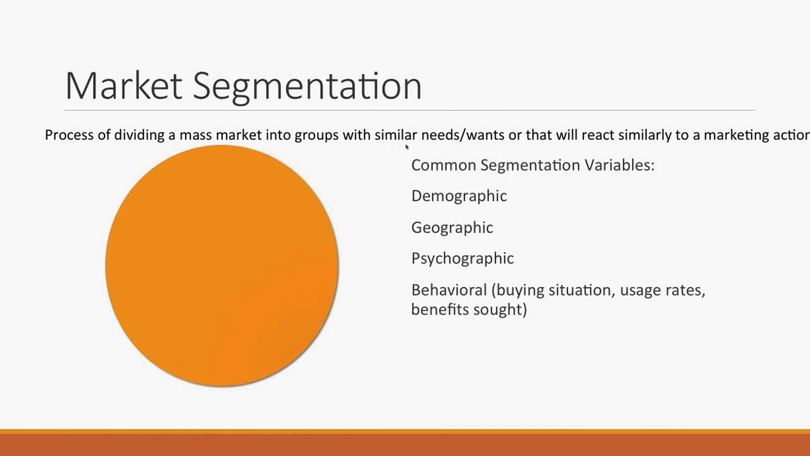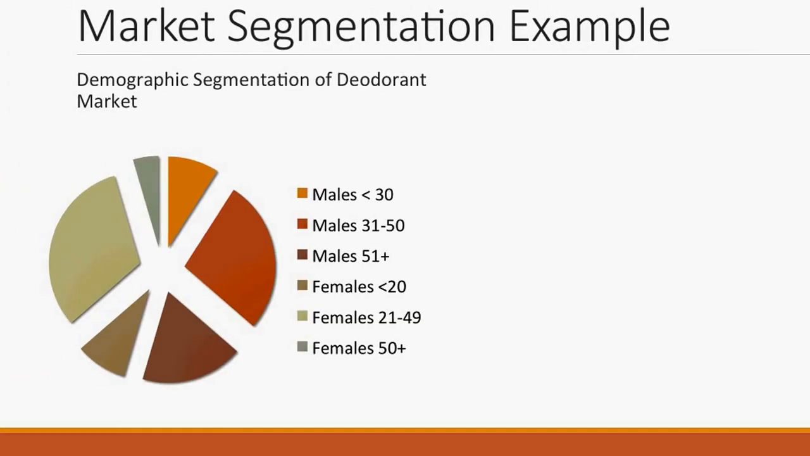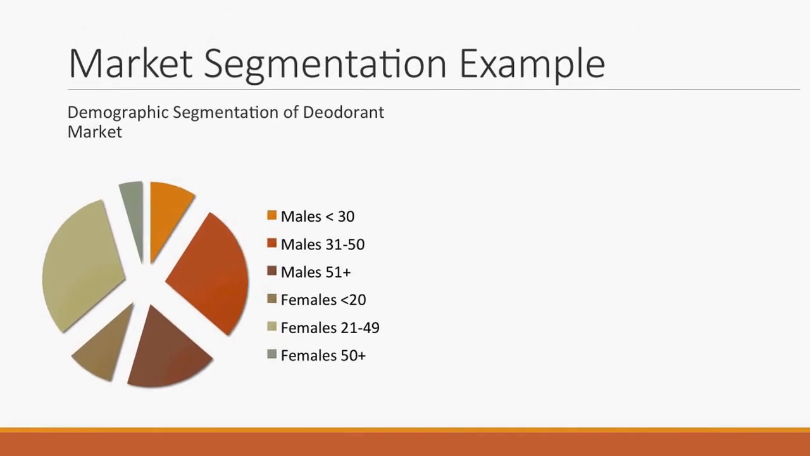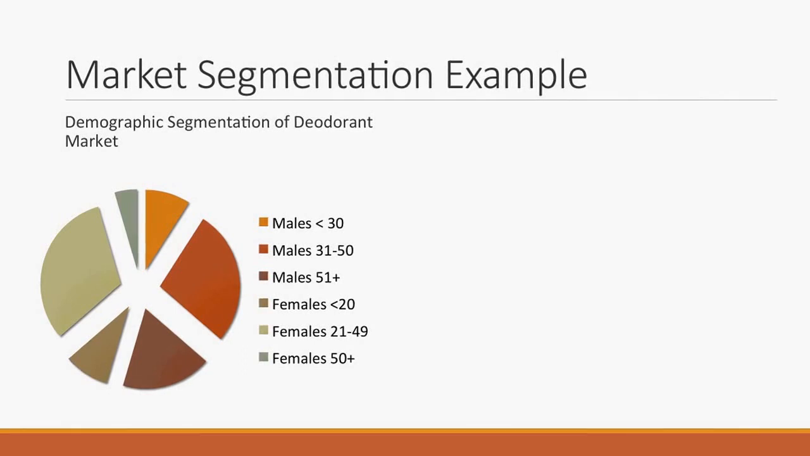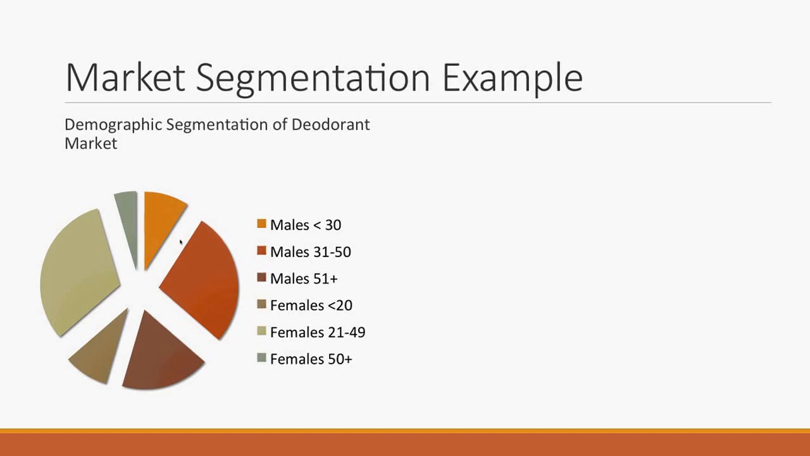And we can divide those people demographically, geographically, psychographically, or behaviorally, or using a combination of those segmentation variables. Let's look at an example. One example might be to look at the deodorant market. And we might recognize that males and females have different needs in terms of deodorants. And we might look at segmenting the market based upon their gender, males versus females.